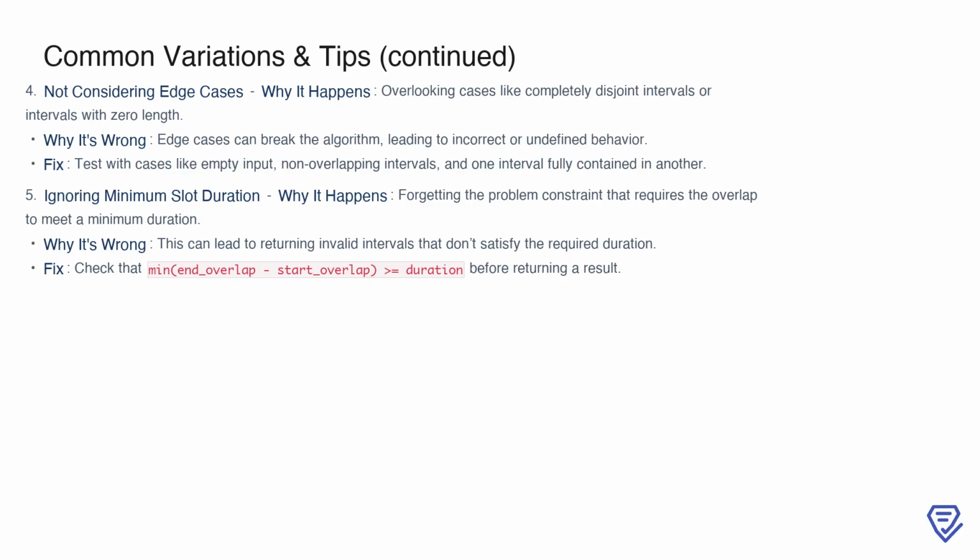Overlooking edge cases is a common mistake. For example, scenarios like completely disjoint intervals, intervals with zero length, or even empty inputs can break the algorithm if not handled carefully. Testing for these situations is essential to ensure the algorithm behaves correctly under all conditions.